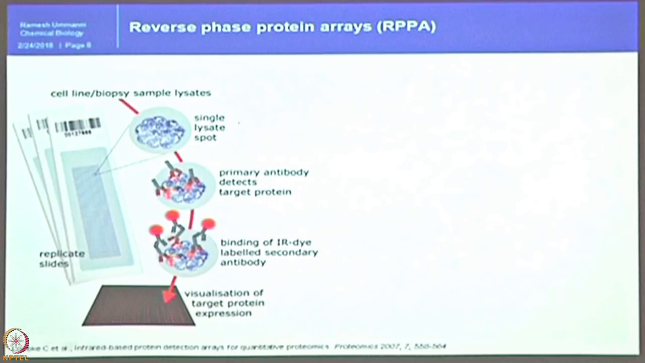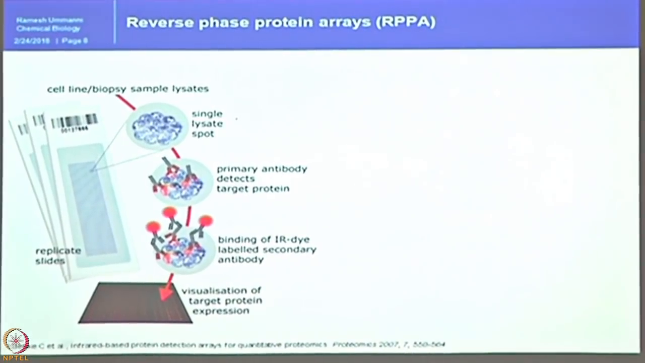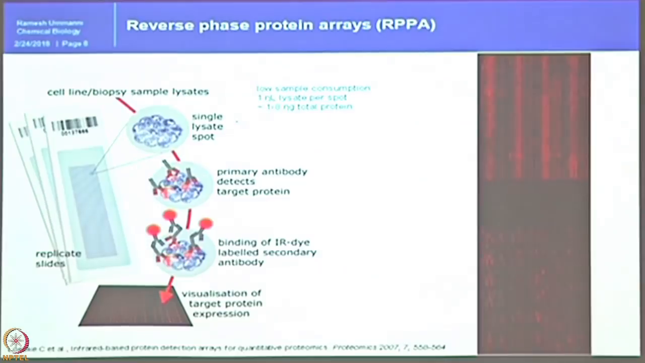This cartoon explains the spotting of the samples. It is a single lysate spot. That means if you have 1000 samples, there will be 1000 spots here. Each spot belongs to one sample, remember that, not one protein. That is where we always think that one spot will contain one protein. That is the forward approach. In the reverse approach, one spot will contain thousands of proteins from one sample. Once we spot it, we have a primary antibody to detect, and then visualization. After that, the array gives this kind of data, and then we proceed to data analysis.